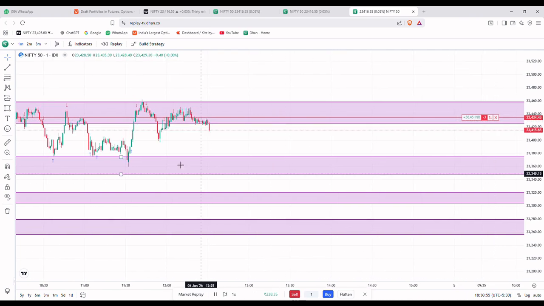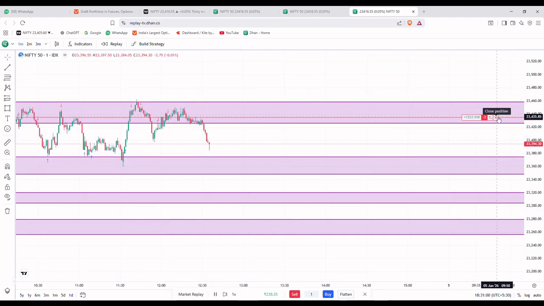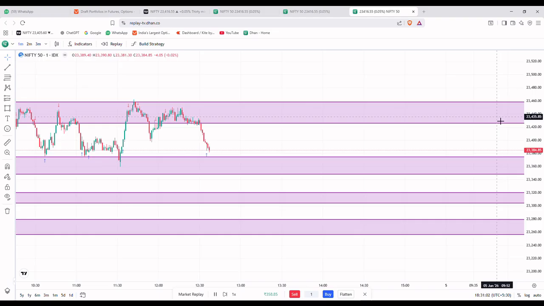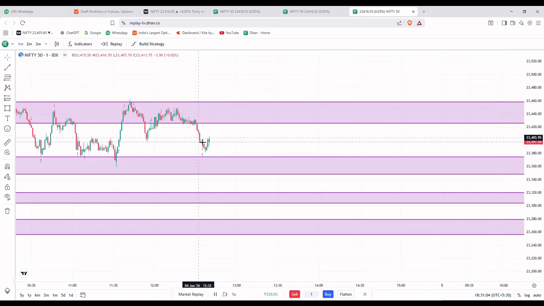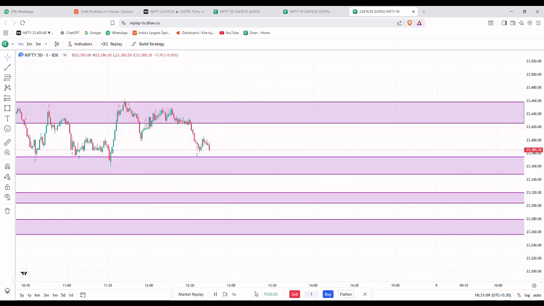I think it is going to take, because okay, it's taking rejection. Okay, it's coming down. Can exit because I saw 1 week. Okay, I made 358 points already. Nifty.